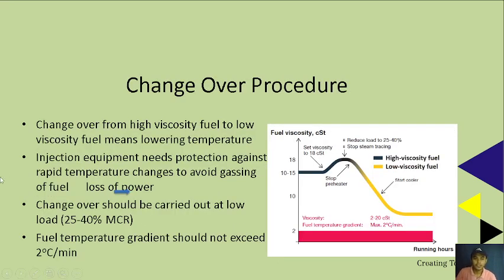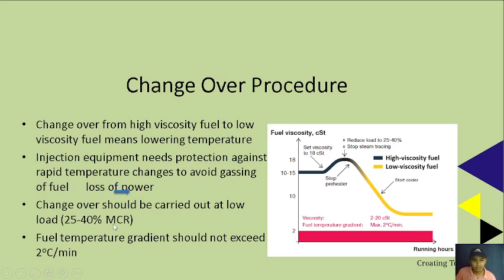Okay, so changeover procedure. Changeover from high viscosity fuel to low viscosity fuel means lowering the temperature. To prevent thermal shock or gassing, the injection equipment needs protection against rapid temperature changes to avoid gassing of the fuel, which may lead to loss of power, since it will affect our injectors if there is gas in the fuel injector. So changeover should be carried out at low load.